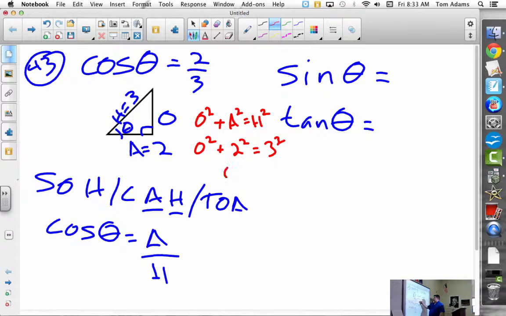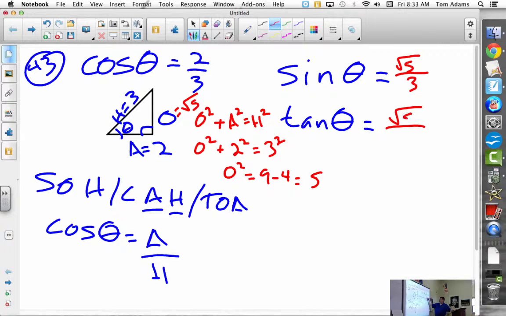So I've got O squared is equal to 9 minus 4. What's 9 minus 4? 5. And then when I take the square root of both sides, I get that O is equal to the square root of 5. Right? Well, what's sine? Sine is opposite over hypotenuse. So the opposite is the square root of 5 over the hypotenuse, which is 3. Tangent is what? Opposite over the adjacent, so I've got the square root of 5 over 2. Is that what the answer was? Yeah.